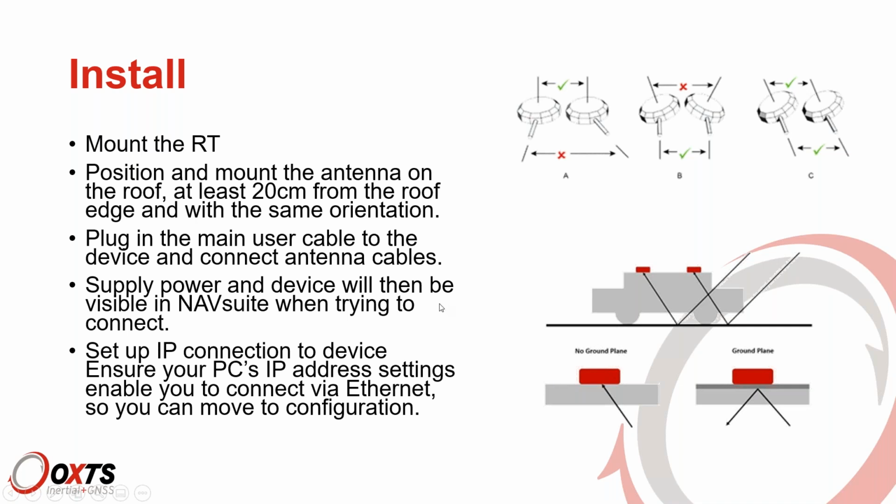Next is just to plug in the user cable and connect all the other cables, and then you can configure it in NavSuite. You should ensure that your PC's IP address settings are correct. So to communicate with our devices to view the data or commit config, you'll need a static IP address in the same IP range as the unit.